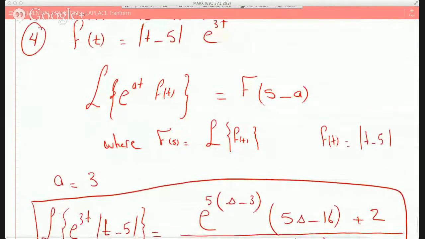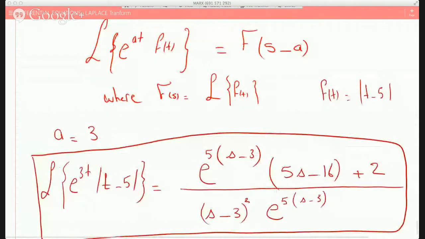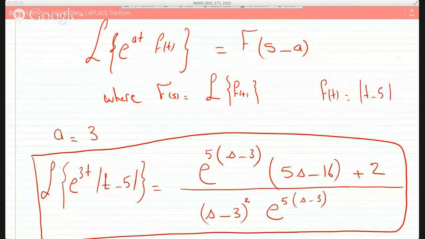Which comes out to be this. Any questions on that? Okay, so we did both of these using the definition, and then the definition of the Laplace transform for the absolute value of t minus 5. Then we followed that with one of the properties of the Laplace transform, which would allow us to shift it.